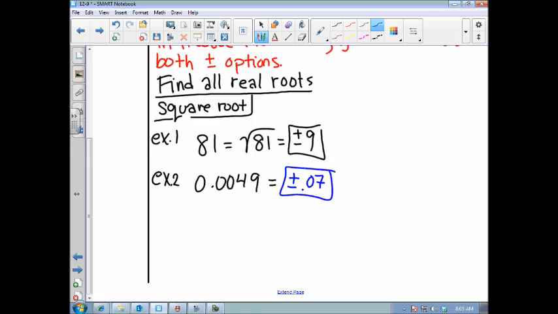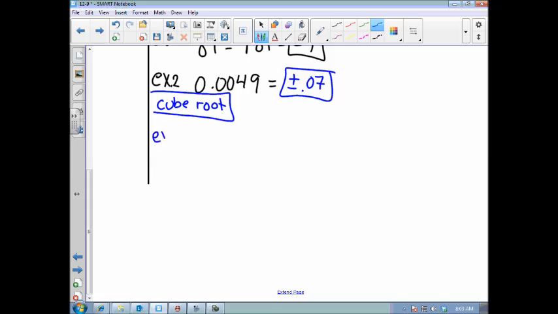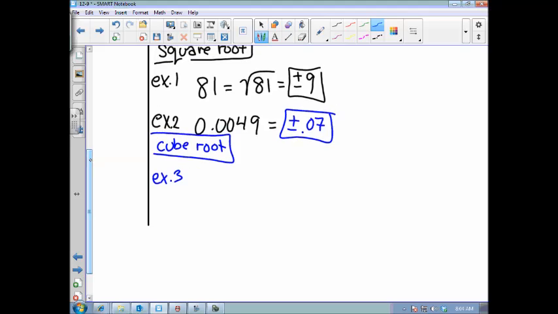So a lot of what we're doing today is information you've already learned. It's just on a slightly more difficult level. Okay, same directions, except for we're going to change it up to a cube root. Raise your hand if you can tell me what a cube root looks like. It's a 3 instead of a 2. Yes, it's a 3 instead of a 2. This square root actually has a hidden 2. If it's not written, it's assumed to be a square root.